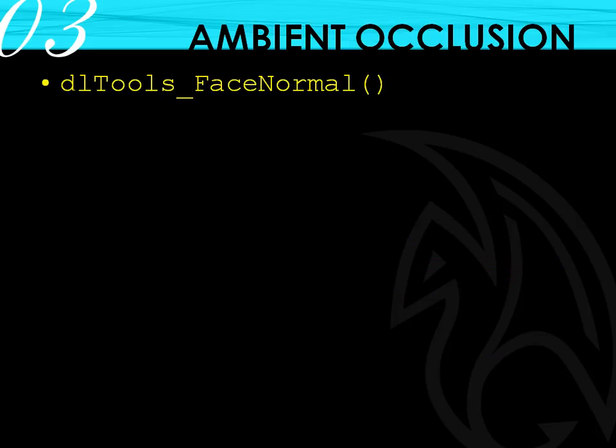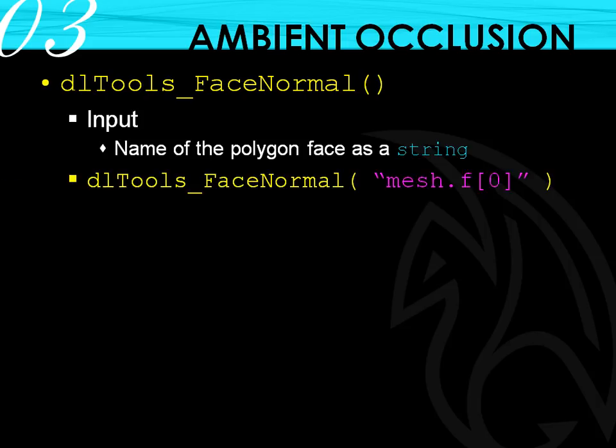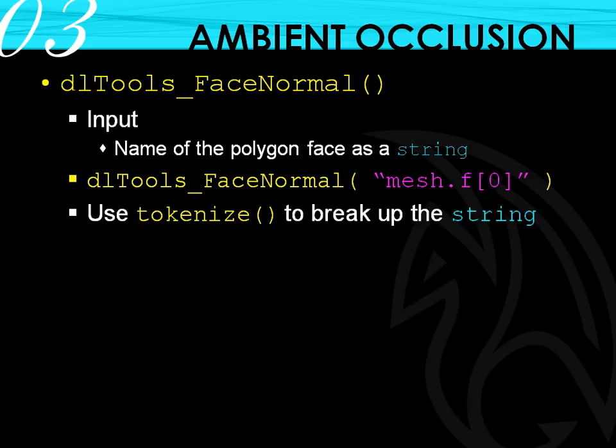So what we're going to do is build a tool that's going to allow us to extract the face normal from a face, and it's going to return to us a vector. The input is essentially just going to be the name of the polygon face as a string. So in this case, we would go dltools underscore face normal and then mesh.f for face and then face 0. What it does is it uses the tokenize command to break up the string.